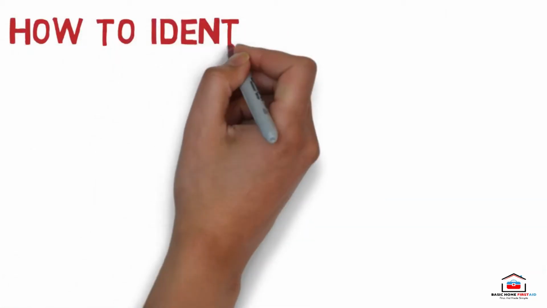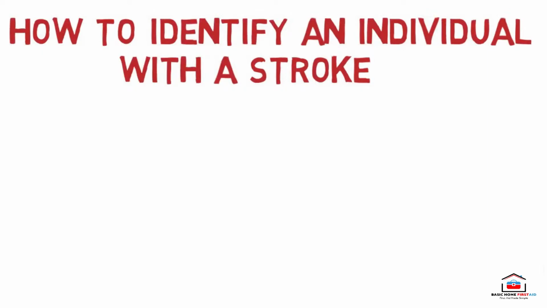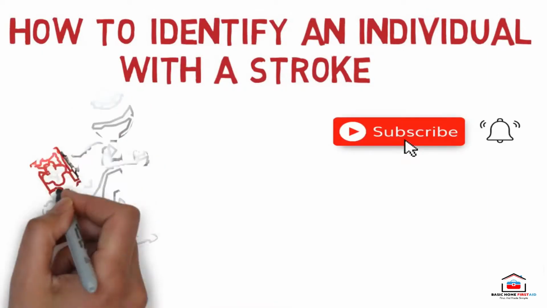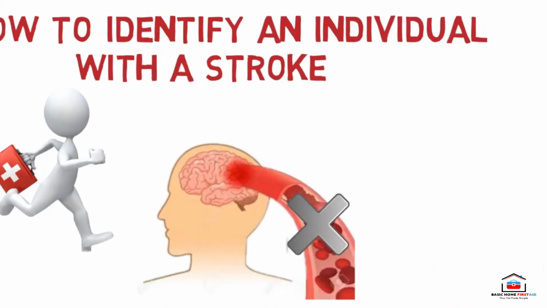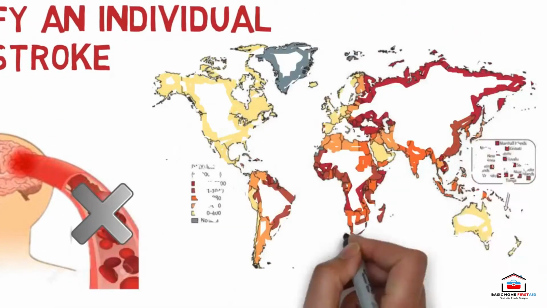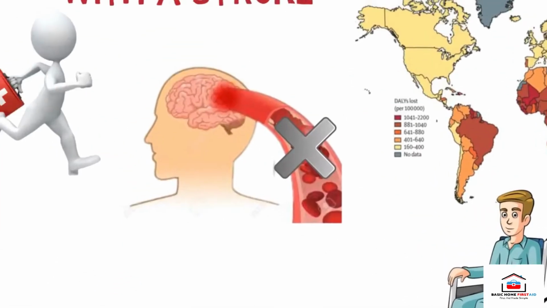Today, we'll be talking about stroke, how to identify an individual who is having a stroke, and the first aid measures to perform. A stroke is a medical emergency that occurs when the blood supply to the brain is disrupted. Strokes are the third most common cause of death in the US, and many people live with long-term disability as a result of a stroke.